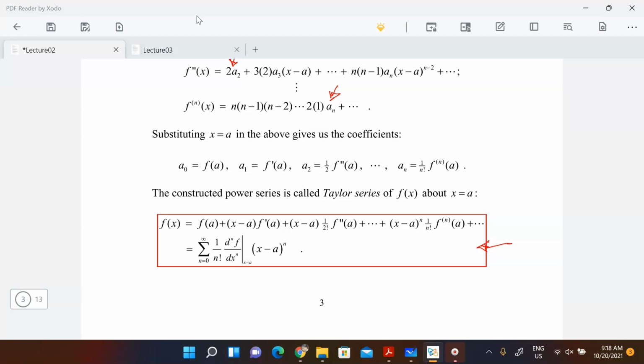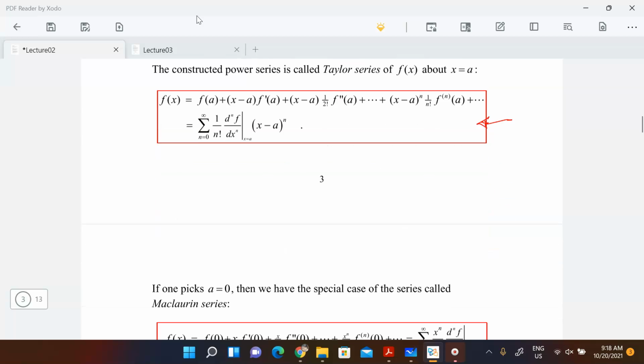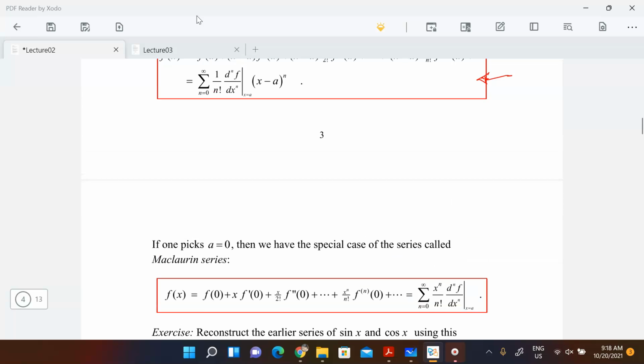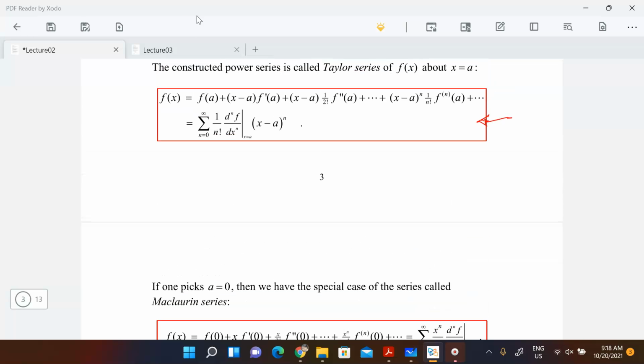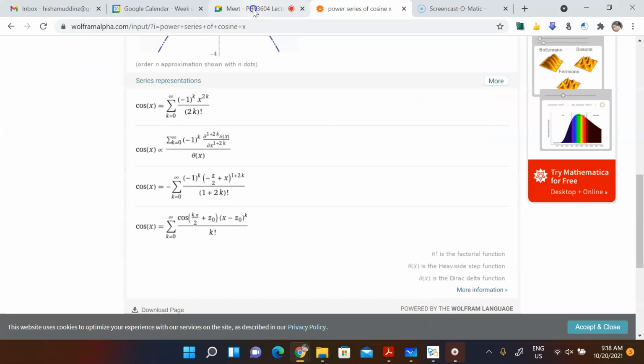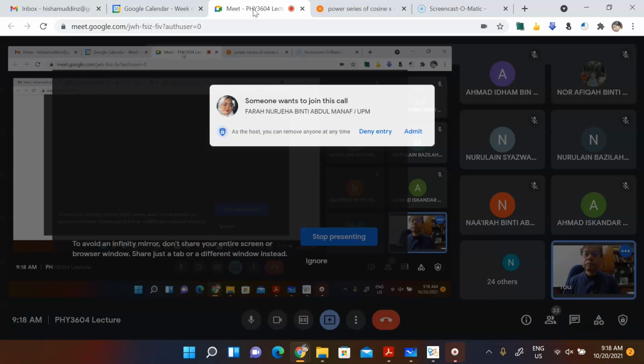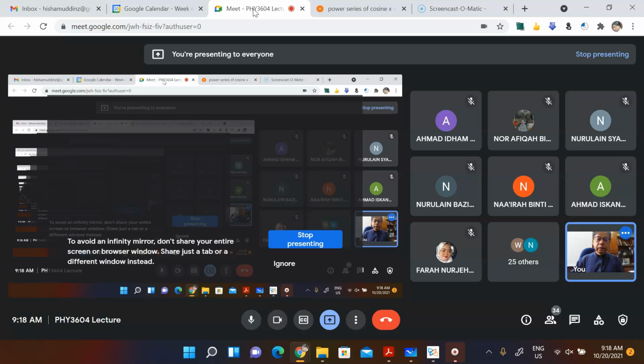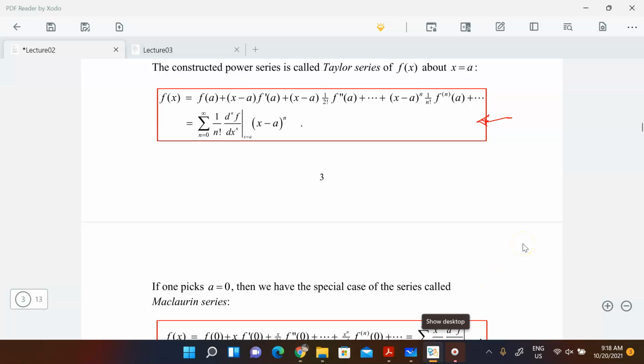Okay. So this is called series. Is there a question somewhere? Please inform me if somebody is getting in. Okay. Where was I? Right. So this is called Taylor series.